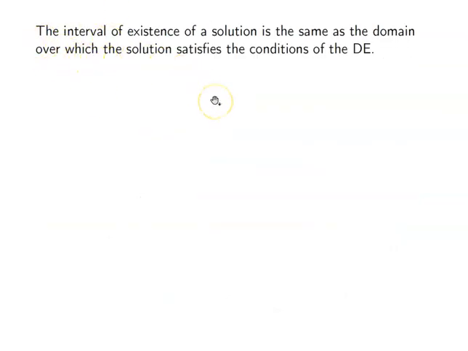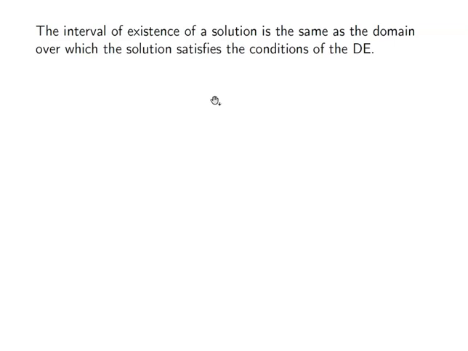So the interval of existence of a solution is the same as the domain over which the solution satisfies the conditions of the DE. Now you might be saying, what are you talking about, Professor Williams? So let's think about this. I have a family of solutions. If I can narrow it down to a single solution, then the domain is the domain for that single solution. So the conditions determine which solution my graph gives. We'll see more of this in 11.2.